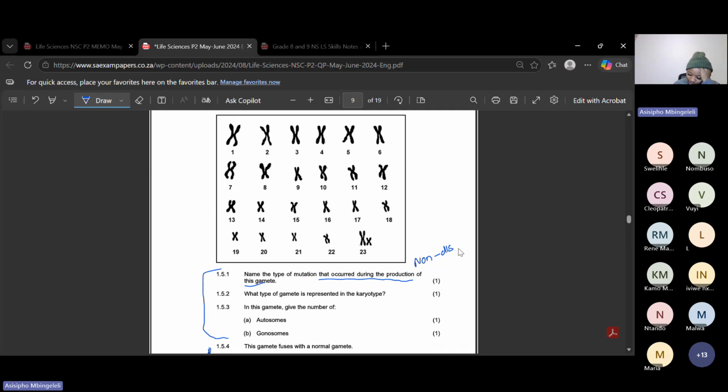Non-disjunction is correct. The specific type of mutation here is chromosomal, because remember we've got two types of mutation. Mutation that involves genes, that is a gene mutation, and a mutation that involves chromosomes, chromosomal mutation. So the specific type of chromosomal mutation that took place here is non-disjunction. Non-disjunction they were giving, but the answer they were looking for was chromosomal mutation, meaning this is a mutation that involves chromosomes. Yes, it was non-disjunction because chromosomes failed to separate.